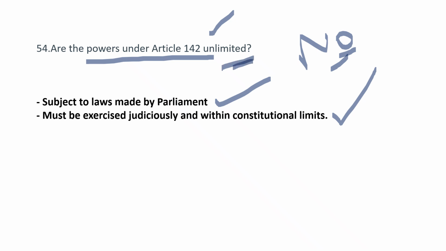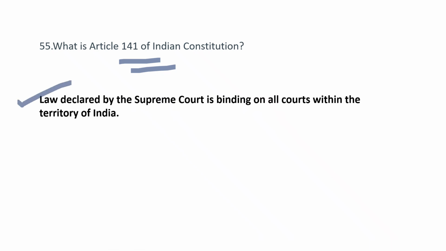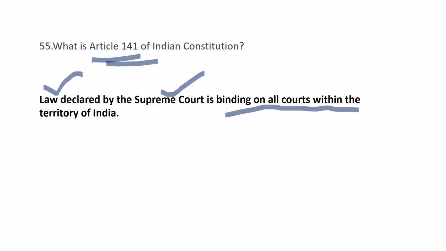Next question. What is Article 141 of the Indian Constitution? The law declared by the Supreme Court is binding on all courts within the territory of India. This is Article 141 of the Indian Constitution. Article 141 says the law declared by the Supreme Court is binding on all courts within the territory of India. The next one.